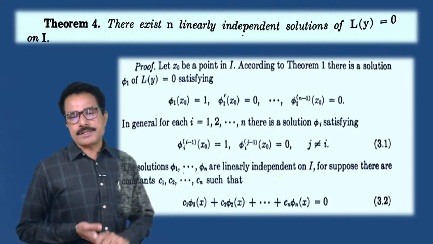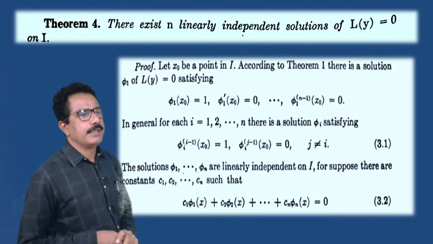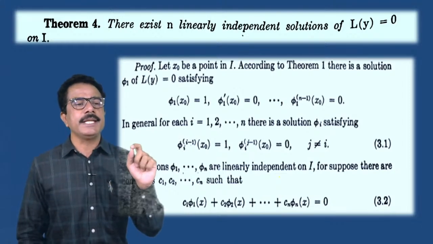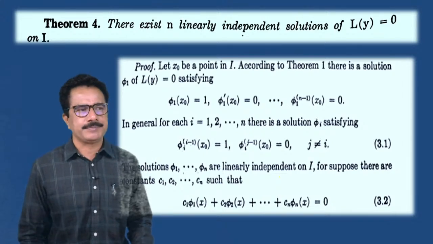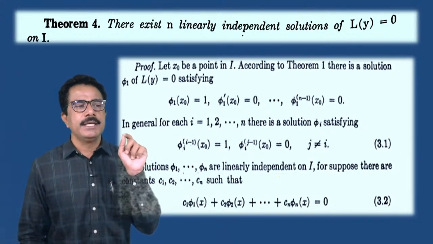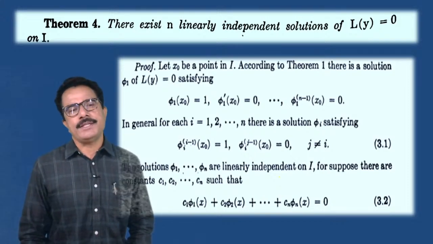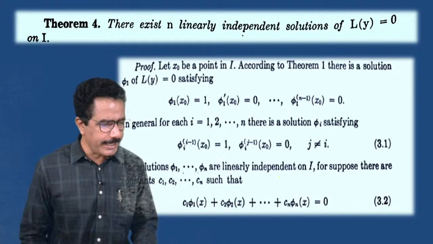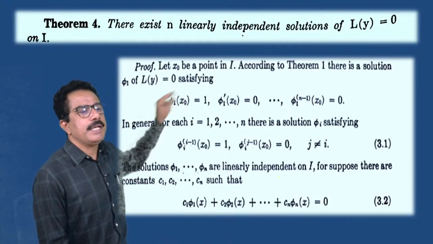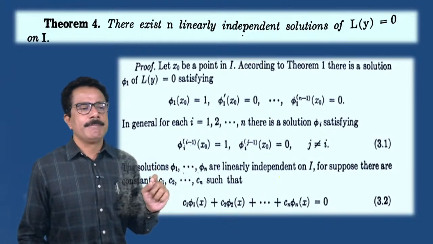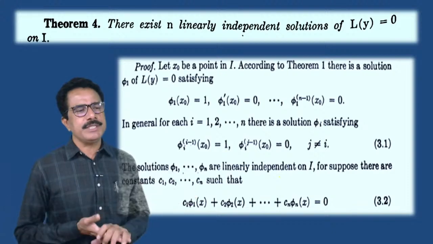Now we shall discuss theorems one by one. What is that theorem? See this, theorem number 4. There exist n linearly independent solutions of L of y equals 0 on I. Now we consider the proof. Let x0 be a point in I, which is the initial point.